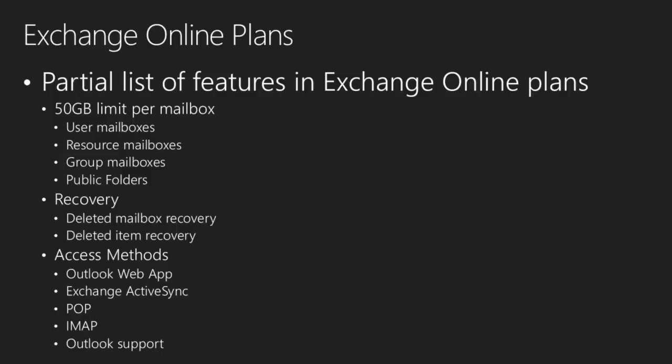Now, this is not an extensive list of what's included in Exchange Online. As I mentioned, if you go to aka.ms/O365SD for Office 365 service description, it will go through and give you the limitations, the features, etc. And I've just listed some of the key ones that are important for people to understand here. So you get 50 gig limits per mailbox, so user mailboxes, resource mailboxes. Each public folder you create is treated as a mailbox. So you've got a 50 gig limit for each of these.